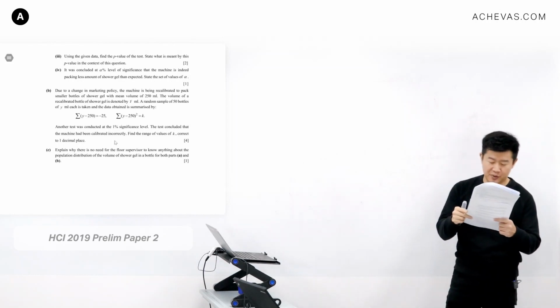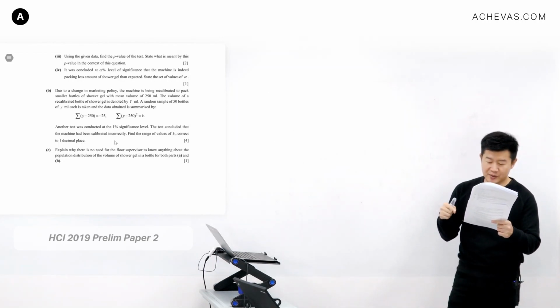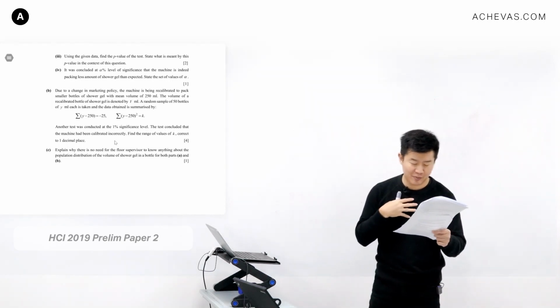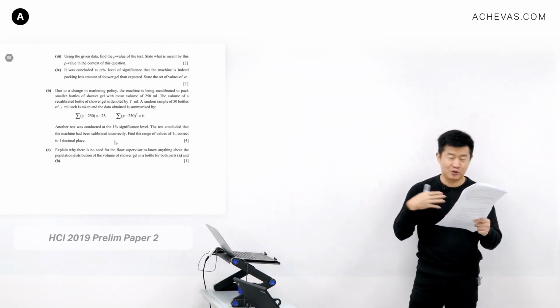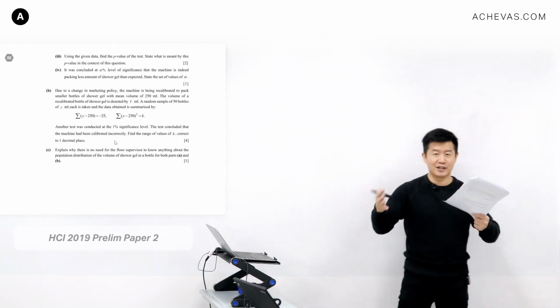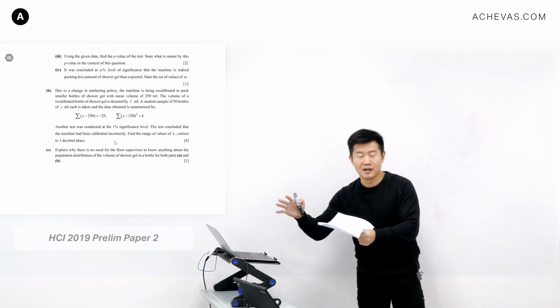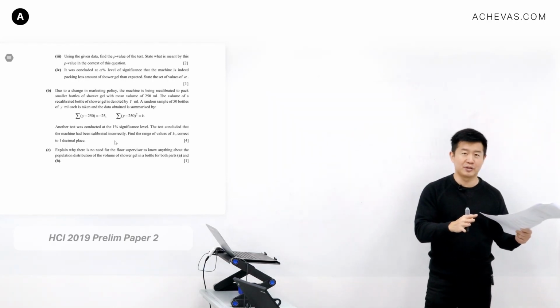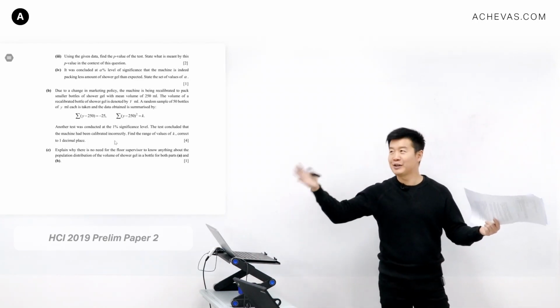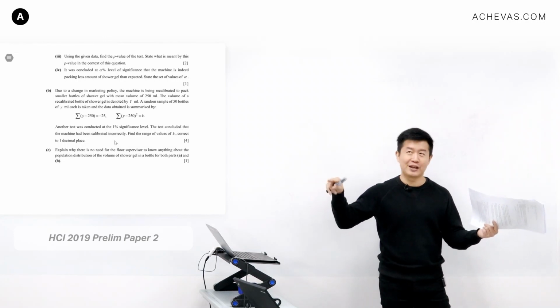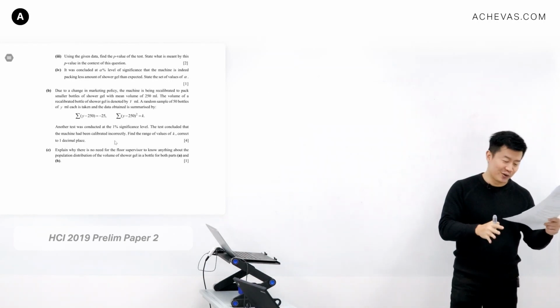Due to a change in marketing policy, the machine is going to be recalibrated to pack smaller bottles. This time, it has a mean volume of 250. I was a bit confused by this first statement because I thought they were telling me a hypothesis test, going for a smaller bottle, but I realized it's just another product altogether, smaller bottles. Previously, it was a 950 ml bottle. Now we are looking at a 250 ml bottle. There's nothing to test. From 950 to 250, it's definitely going to be less. It's not like 950, then 949 point something, where you don't know whether it's less or not. This is confirmed lesser. So nothing to test.